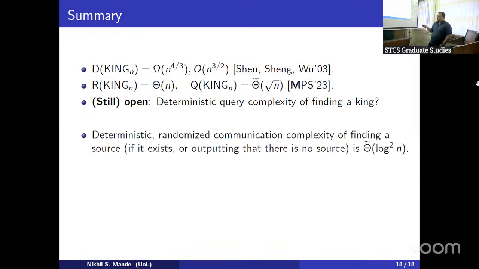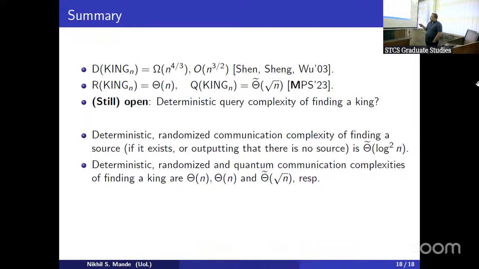So in this work, what I talked about today is the communication complexity of finding a source in a tournament, which is equivalent to the clique versus independent set problem, and the communication complexity of finding a king in a tournament. In all these settings, we have essentially tight bounds up to log factors.